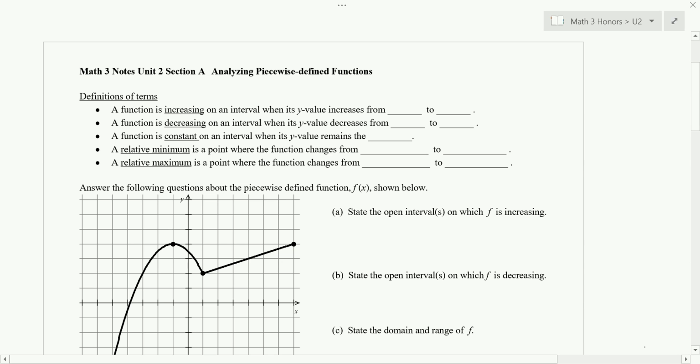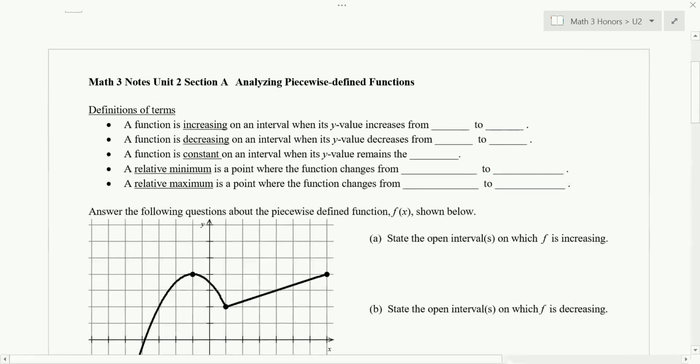So a couple definitions we're going to start with. A function is increasing on an interval when its value increases from left to right. Just like you would read a book, you read from left to right. When you read a graph, you want to read a graph from left to right. A function is decreasing on an interval when its y value decreases, again, from left to right.